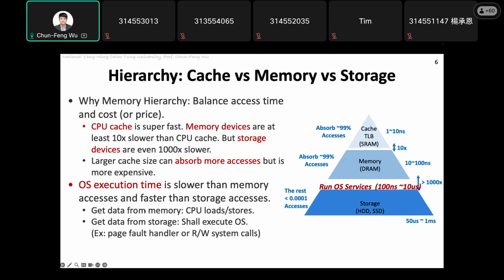But because memory is so fast, if you call the operating system to do some optimizations when the CPU is going to access memory, then the overall time will become longer, because the CPU needs like 100 nanoseconds to run the operating system, but memory only needs 10 nanoseconds to respond.